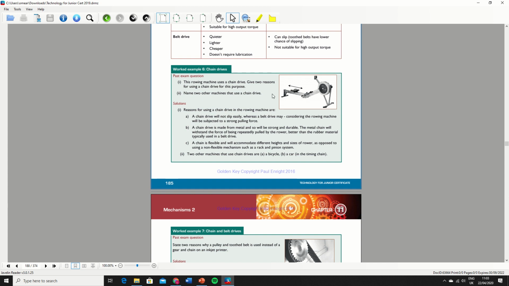So, past exam questions. So these are the questions I was talking about. Okay, this rowing machine uses a chain drive. So give 2 reasons for using a chain drive for this purpose. Name 2 other machines that use a chain drive. So the solutions for this.